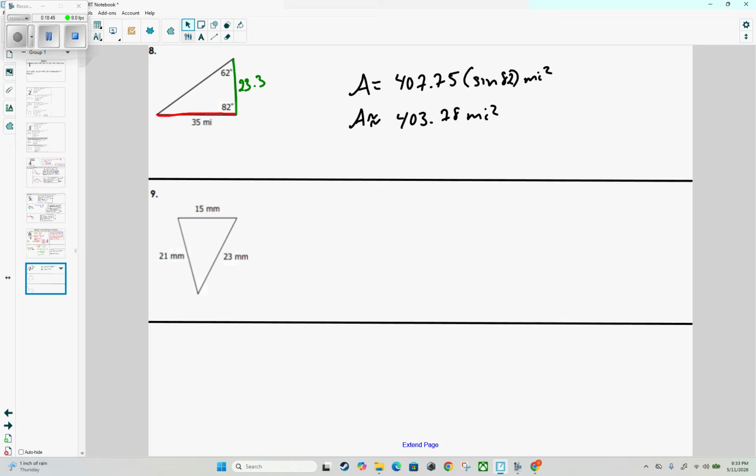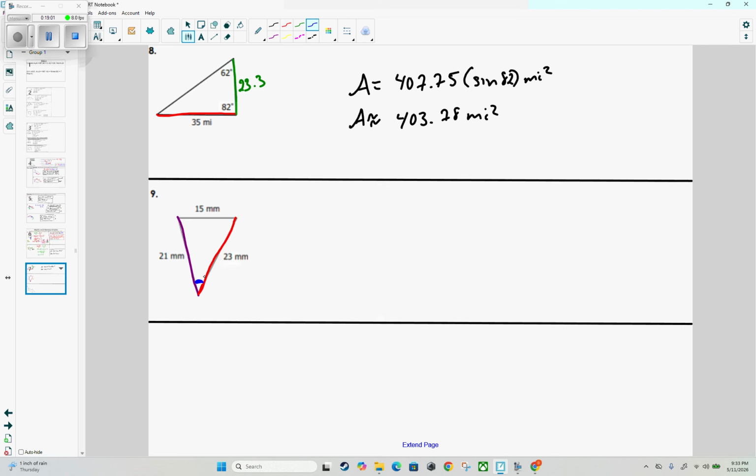So I'm going to choose 2 of the sides. In my case, I'm just going to choose the 21 and the 23, but it really doesn't matter. You just need to choose 2. If these are the 2 sides I want, that means this is the angle that I want. So now I'm going to use law of cosines.